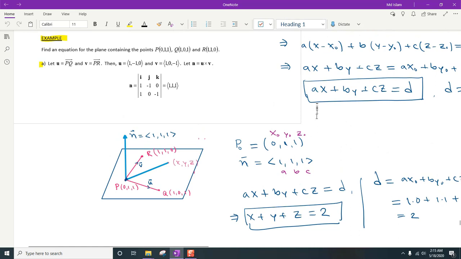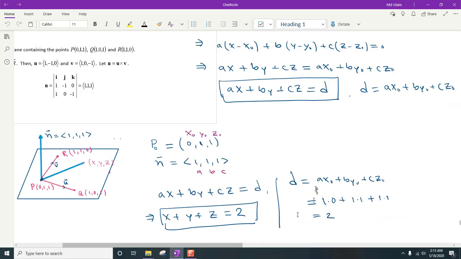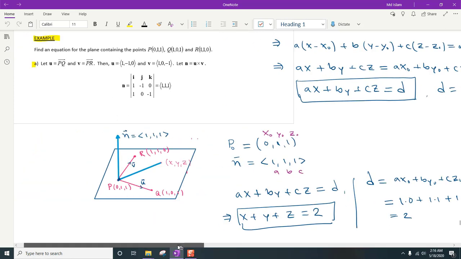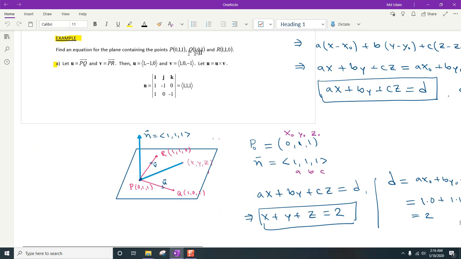Now from the equation of the plane, we know that ax plus by plus cz equals d. If you plug the values of a, b and c here, you will get x plus y plus z, and d equals ax0 plus by0 plus cz0. Plug in the values of a, b, c, x0, y0, z0, and after simplifying we will get d equals 2. So the equation of the plane that contains these 3 points is x plus y plus z equals 2.